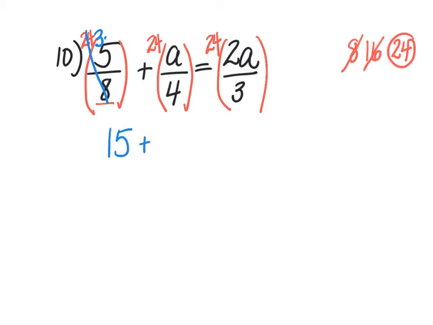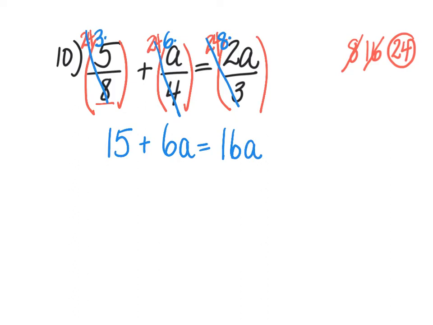Next term. 24 divided by 4 is 6, and 6 times A is 6A. Next term, 24 divided by 3 is 8, and 8 times 2A is 16A. So now we're just going to solve the resulting equation.